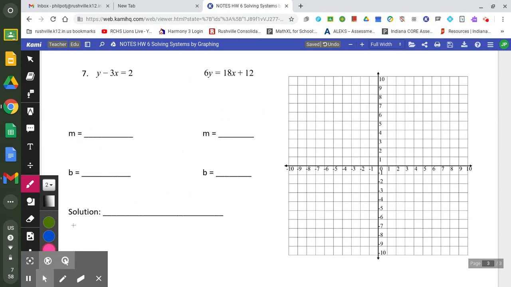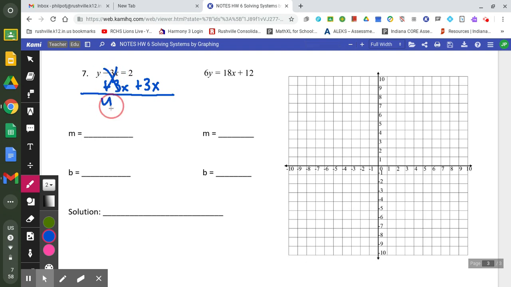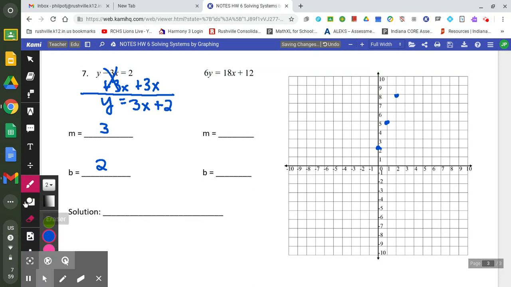So on number 7, both of these have to be solved for y. So this one I'm going to add 3x to both sides of the equal sign. Those cancel. So now I have y equals positive 3x plus 2. So my slope is 3. The y-intercept is 2. So I'll start at the 2. Up 3 over 1. Up 3 over 1. And so I then will draw my line.